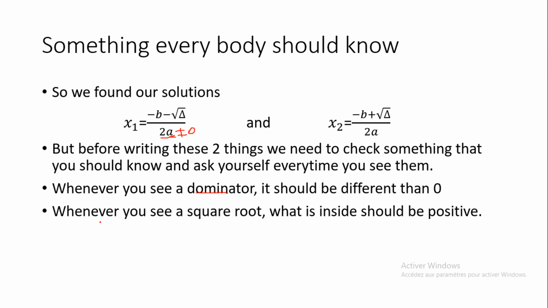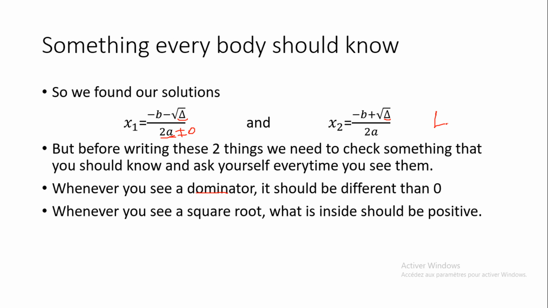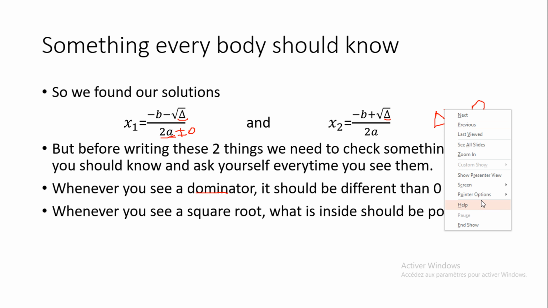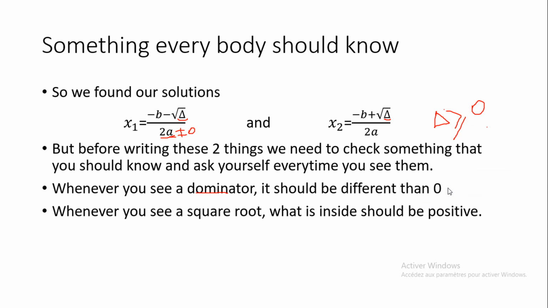The second thing is, whenever you say a square root, what is inside should be positive. So if we have here x1 equals minus b minus the square root of delta over 2a, and x2 equals minus b plus the square root of delta over 2a, then delta must be higher or equal to 0. And now let's continue.